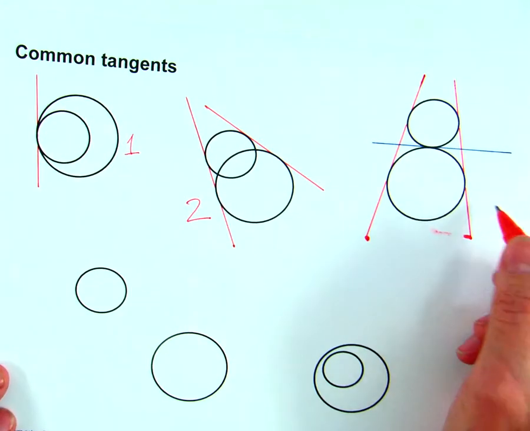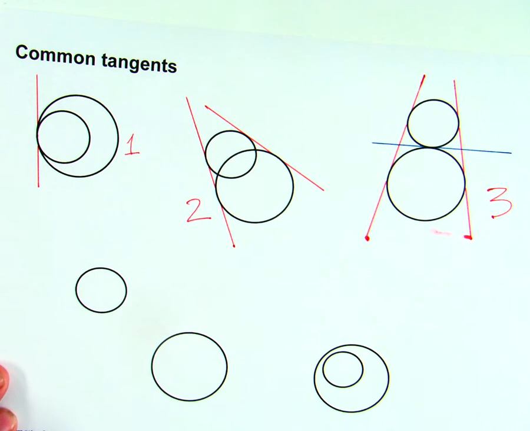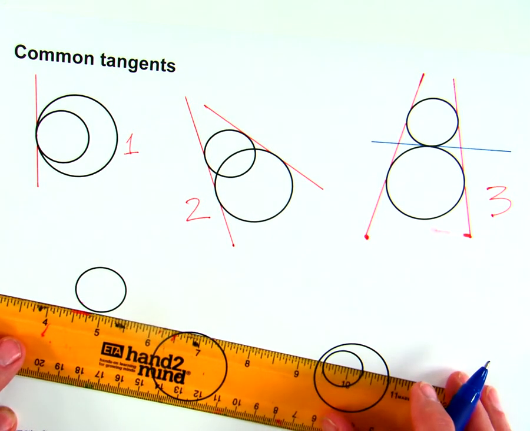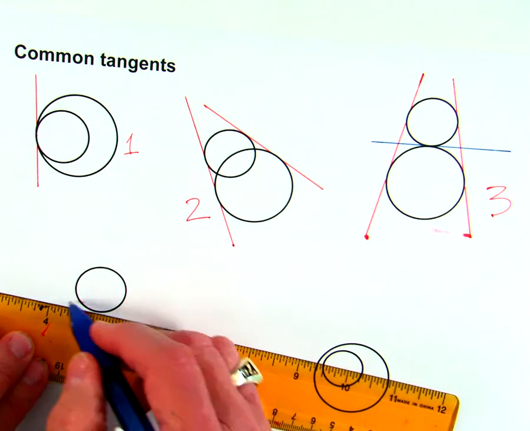So the snowman has three common tangents. Here are two separate circles. There are common tangents that are interior. They pass between the two circles.